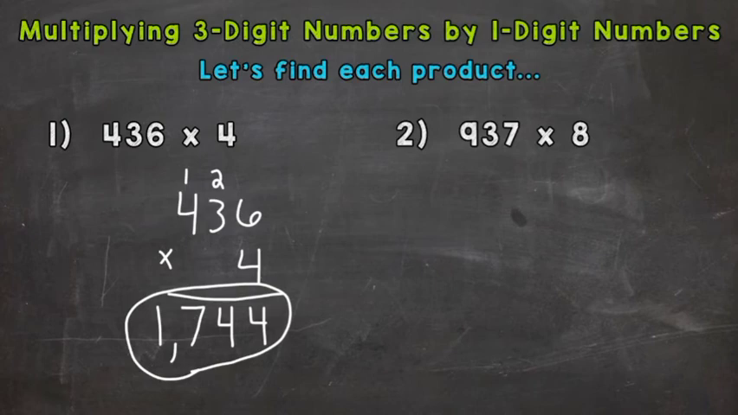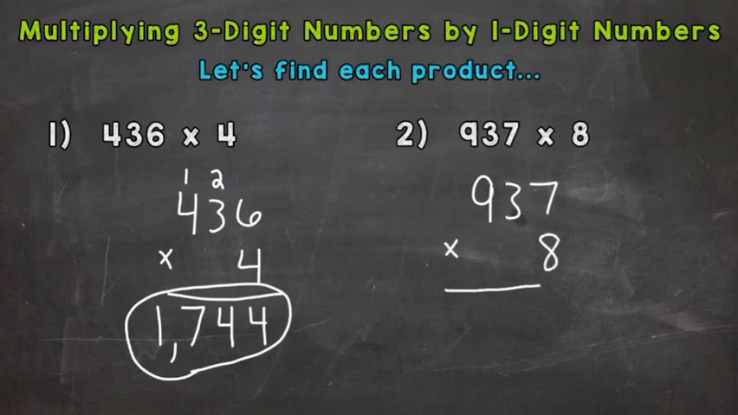So on to number 2, where we have 937 times 8. So the first thing we need to do, set up the problem. 937 times 8. Remember, line up your places so the 7 and 8 are lined up because they're both in the ones place. Now we're ready to multiply. 8 times 7 is 56. So let's carry our 5 to the tens place.